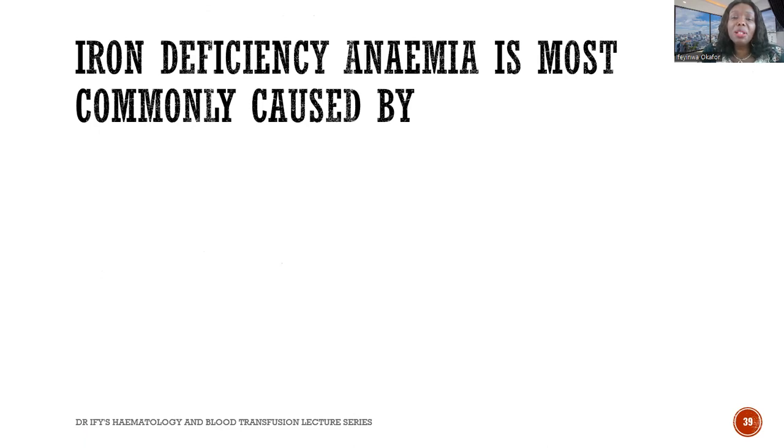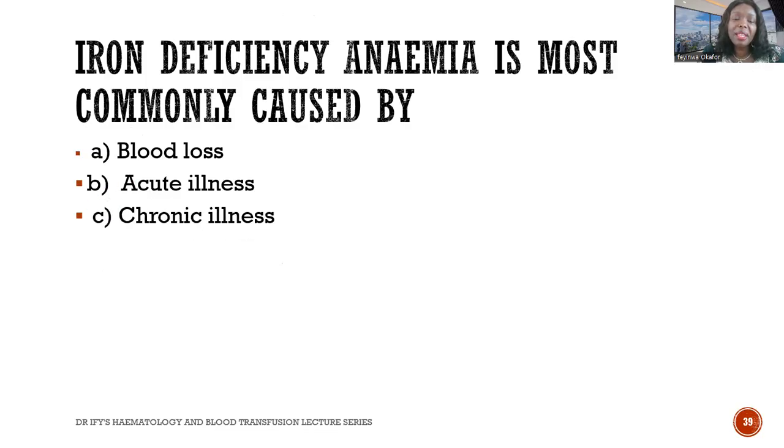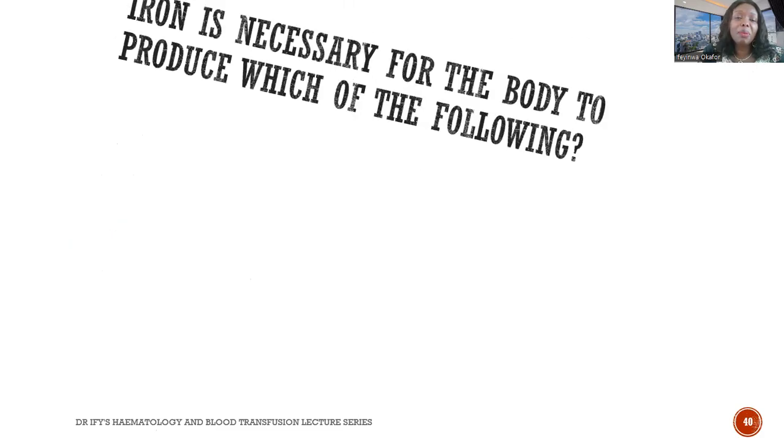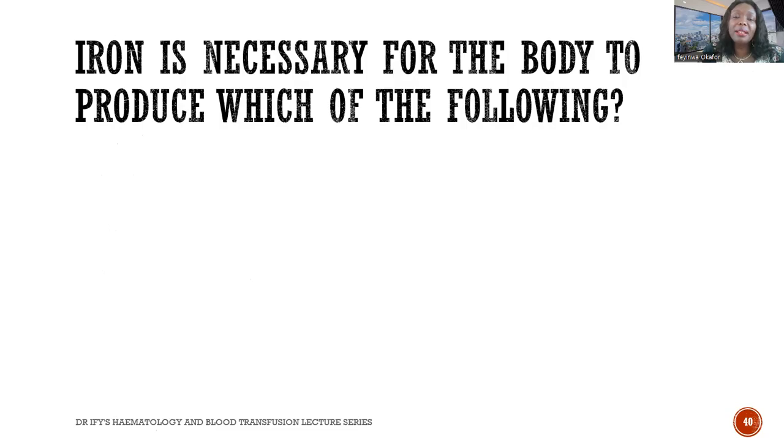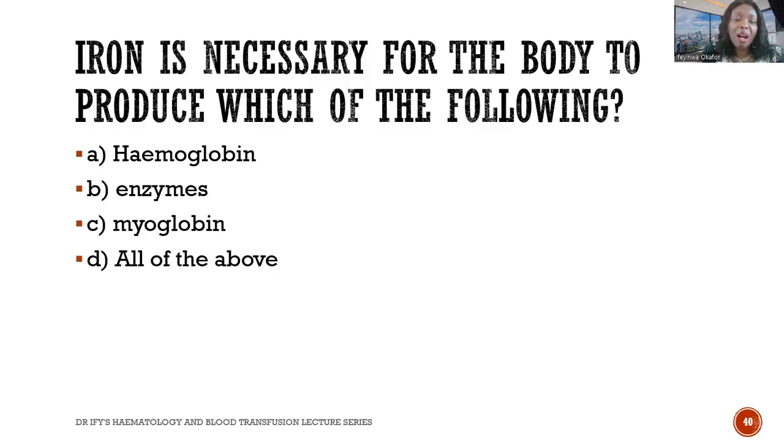Iron deficiency anemia is most commonly caused by blood loss, acute illness, chronic illness, genetic mutation. Answer A, blood loss. Iron deficiency anemia is most likely to be caused by blood loss. Iron is necessary for the body to produce which of the following? Hemoglobin, enzyme, myoglobin, all of the above. Answer D, all of the above. Iron is needed in hemoglobin production, production of different enzymes in the body, and of course, production of myoglobin.